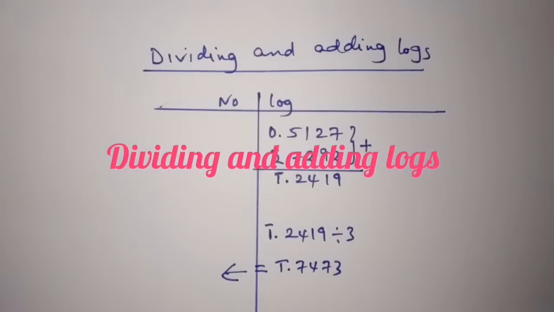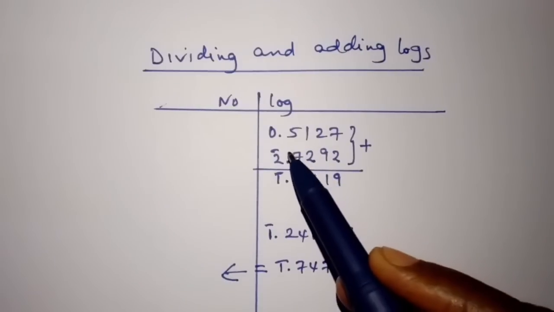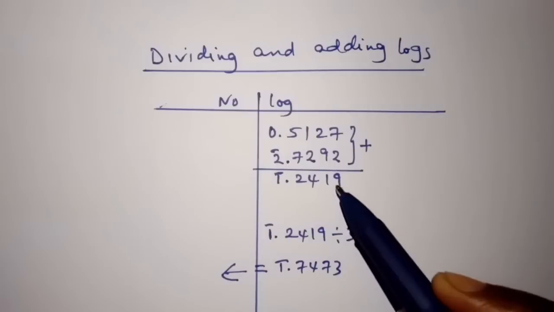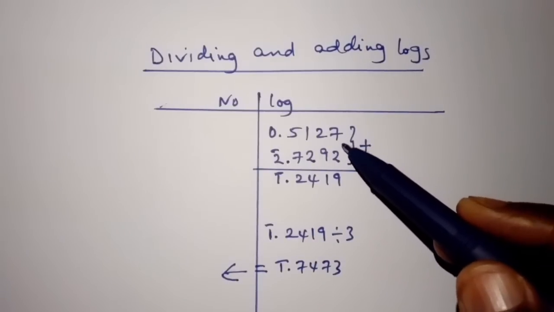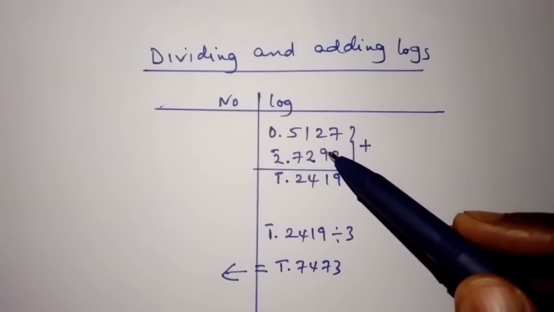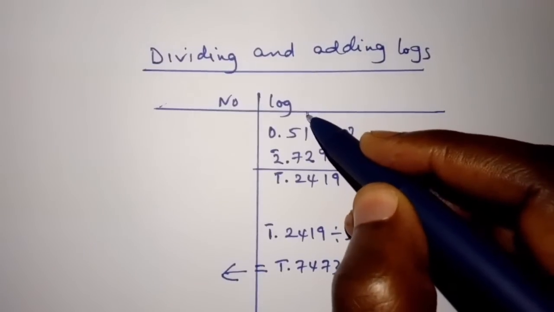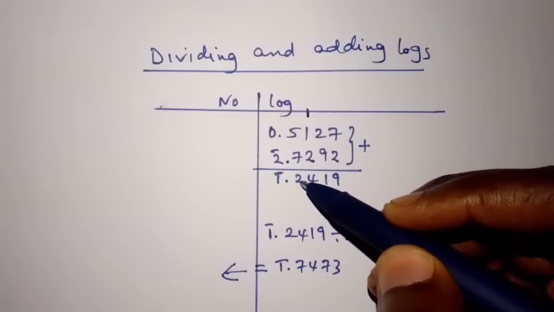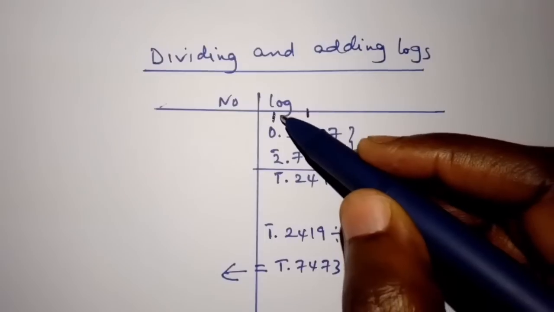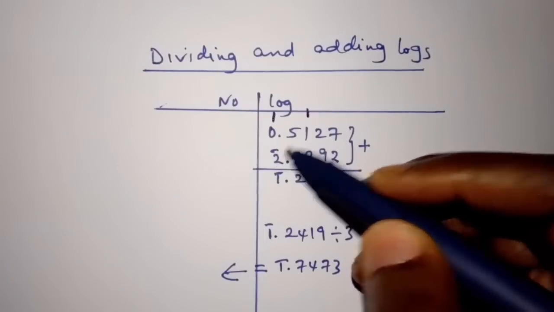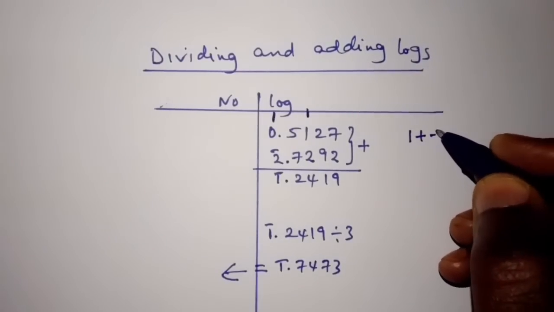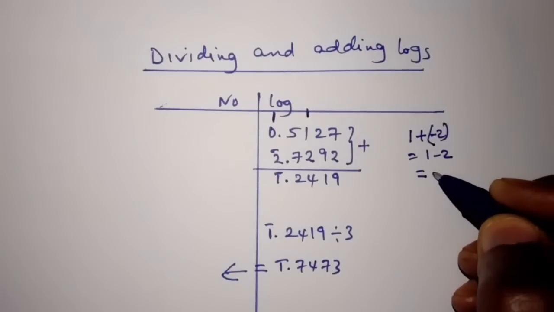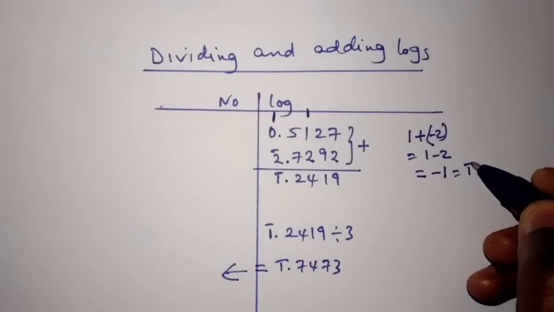Dividing and adding logs. Numbers' logs: 0.5127 plus bar 2.7292. How do we add this one? 7 plus 2 is 9. 2 plus 9 is 11. We carry 1. 1 plus 1 is 2, plus 2 is 4. 5 plus 7 is 12. We carry 1. 1 plus negative 2 is 1 minus 2, which is negative 1, which is equal to bar 1. So this is bar 1.